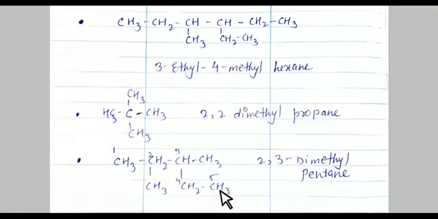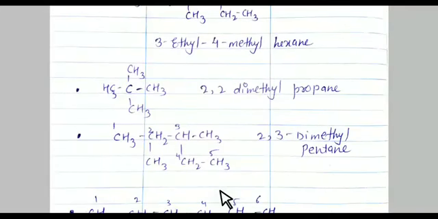The next is CH3, CH2, CH, CH3. How can I number it? The longest parent chain should have the most carbon atoms. 1, 2, 3, 4, 5. If I number it the other way, it is only 1, 2, 3, 4. That's why I am numbering 1, 2, 3, 4, 5. So the branch is nearer from here.